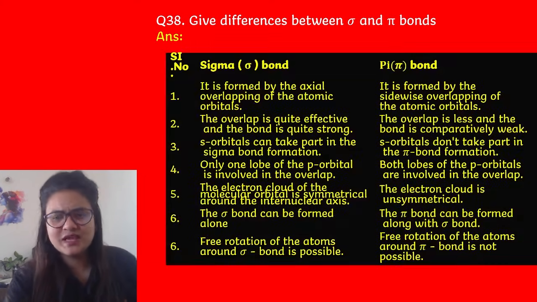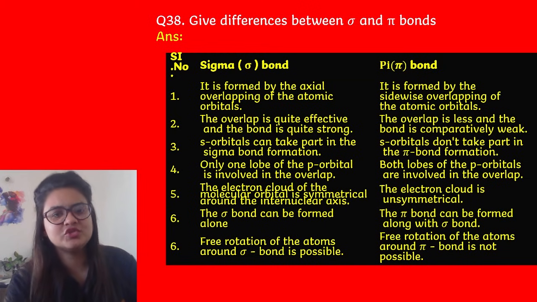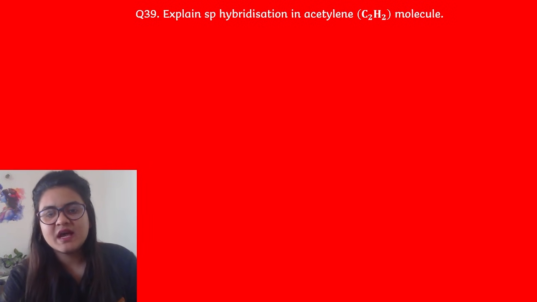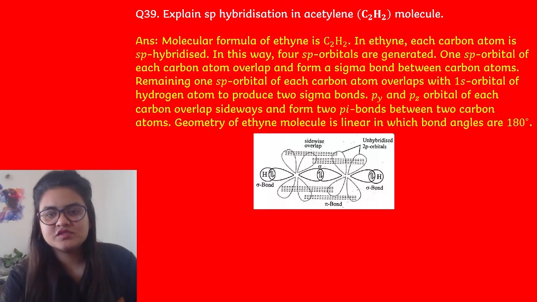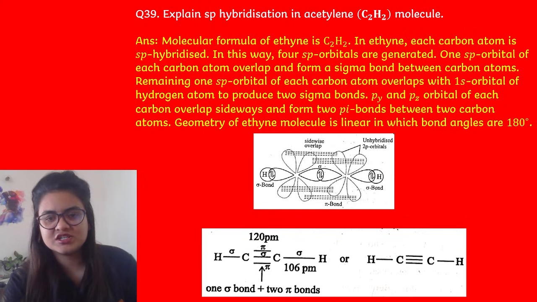You can just pick any 2 or 3 points in accordance to the marks. Usually they give this question as a 2-marker. So yes, any 2 or 3 you can pick. I guess it's all good. Let's proceed. Explain the sp hybridization in acetylene molecule. So here you can see the overall discussion is done.